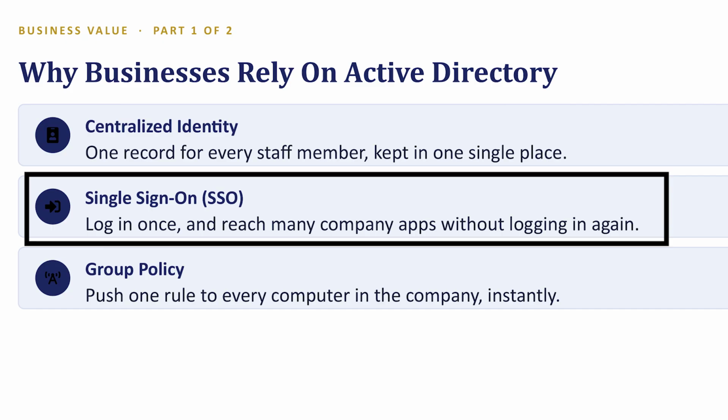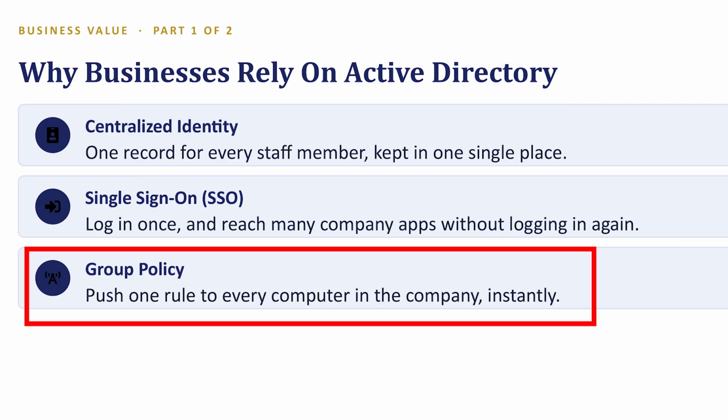Okay, so now number 3 is group policy. The slide says you can push one rule to every computer. Okay, that is the group policy. You can push one rule to every single computer in the organization. Instead of configuring thousands of machines manually, administrators can centrally apply policies. Okay, we will go deep into that in the next slide. So right now keep that in mind.